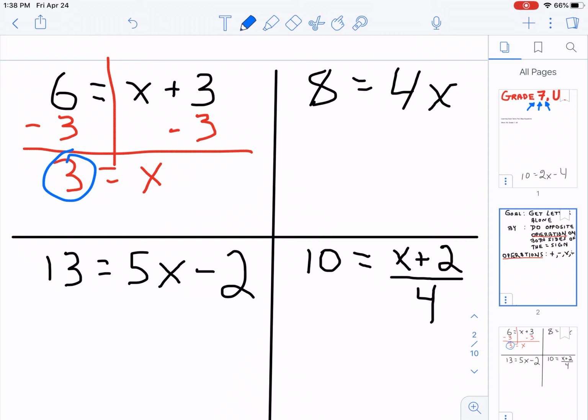And the way we can check our work is by taking our answer, 3, and we put it where x goes because we know x is 3. And if we look, 3 plus 3 equals 6. So we know we got the right answer. By putting our answer back into the original equation, we can check that we got it right.